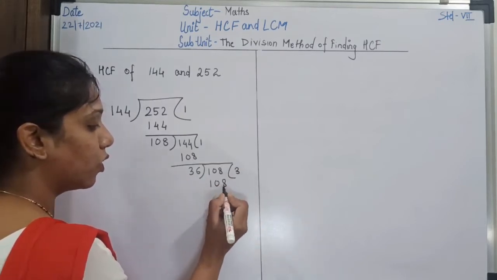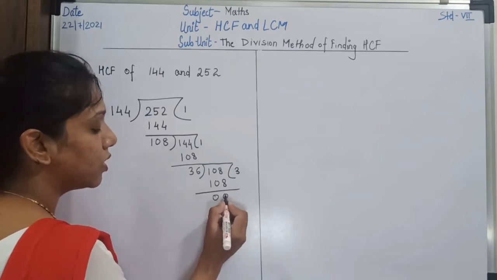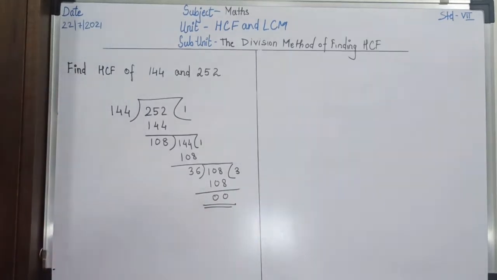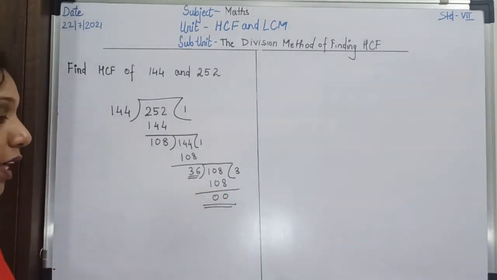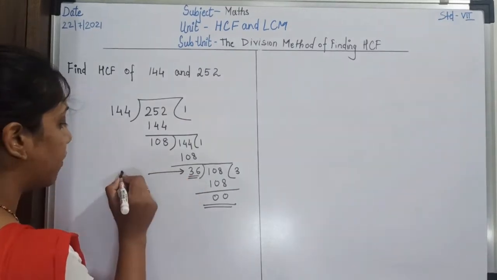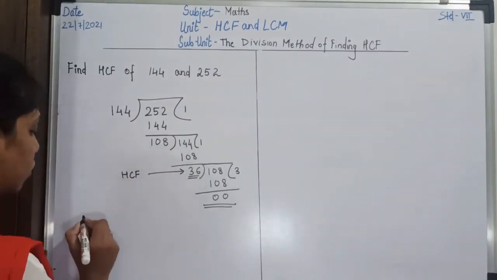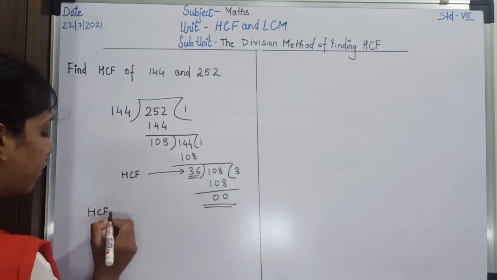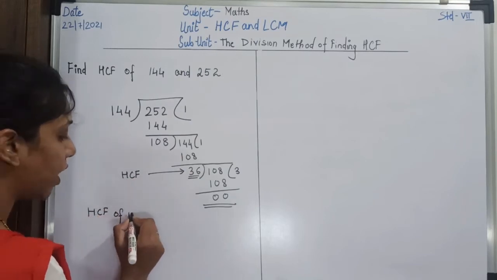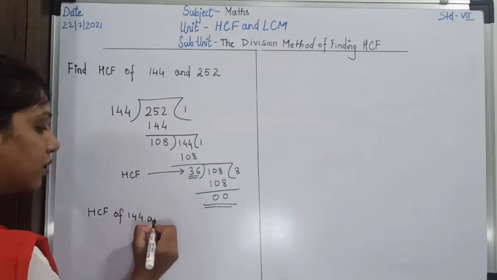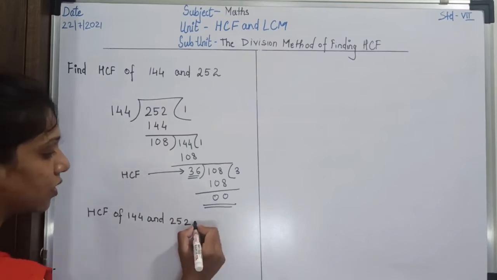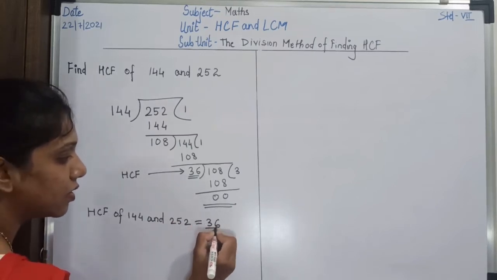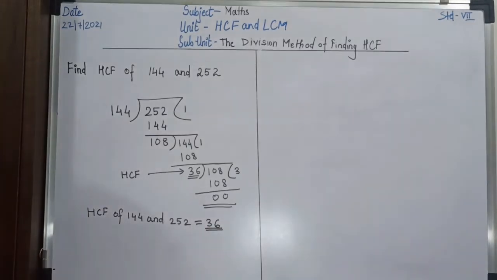Here comes 0. We got a 0. And the number with which we divided becomes our HCF. So HCF of 144 and 252 is 36. This is the process of the division method for finding the HCF.